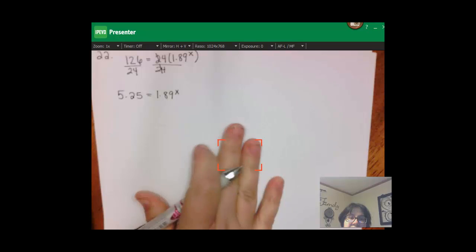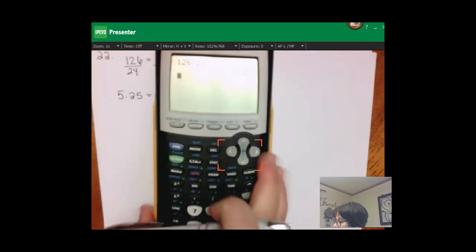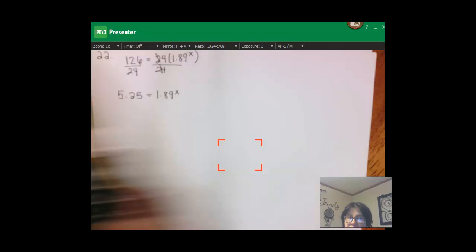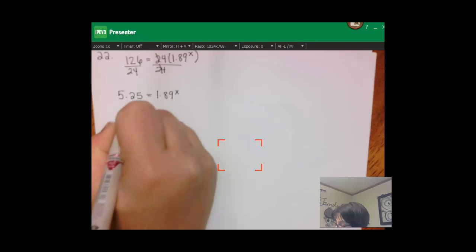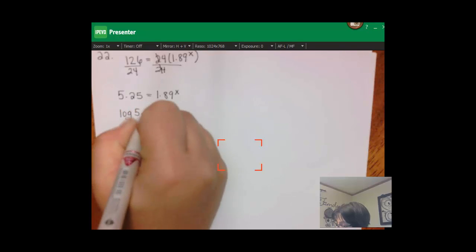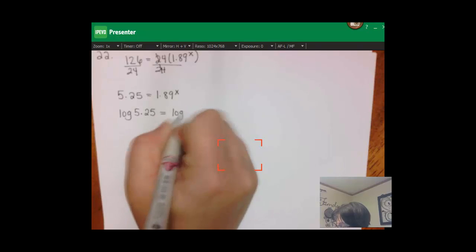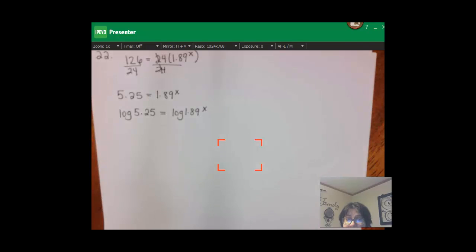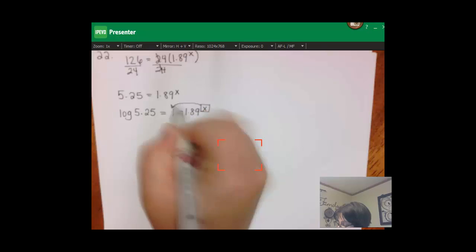All right, so now you're going to log both sides. And you've got two choices. Again, on your calculator, you've either got log or natural log. Since those are the two you can use on your calculator, those are the two you want to use. Pick one, it doesn't matter. So we'll use log 5.25 equals log 1.89 to the x. Now, the whole reason to do that is because then you can take your exponent and move it in the front.